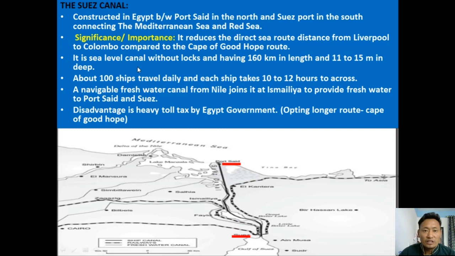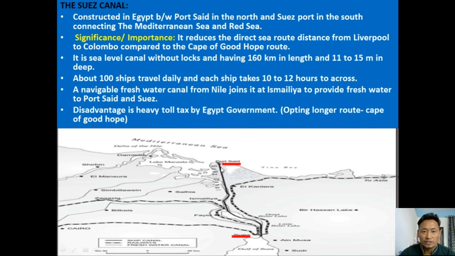So it is a sea level canal. This particular sea level canal has a total length from Port Said to Suez of 160 kilometers and a depth of about 11 to 50 meters. About 100 ships move every day from Port Said to Suez and back, and each ship on average takes 10 to 12 hours to cross this canal.